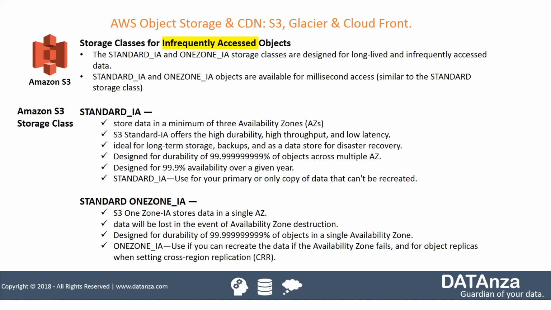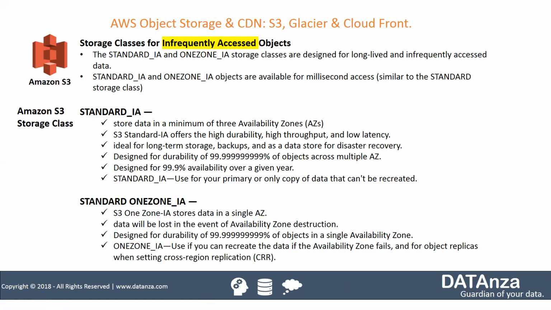So what does it mean? Unlike standard underscore IA and the standard storage class, which are stored in a minimum of three availability zones, when you choose one zone underscore IA, the data is stored only in a single availability zone. So if I'm keeping my file in one zone underscore IA and that availability zone is lost, my data is gone. There is no backup and nothing. So there is a small risk factor, as the same data is not replicated to multiple availability zones. It also has high durability, but the availability is reduced by 0.5%.